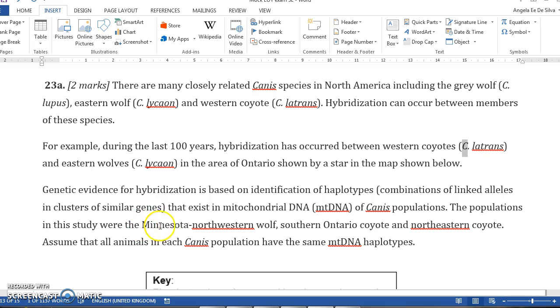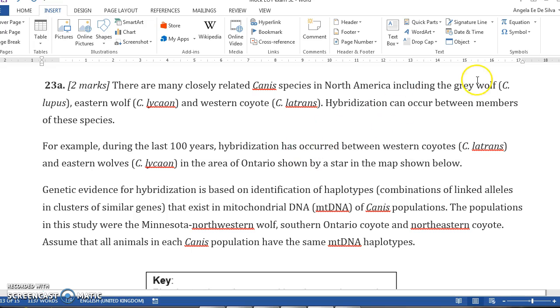So it can be wolf or it can be coyotes. So in this case, these populations in this area, Minnesota. So they have mentioned an area, Minnesota northwestern wolves. And then there is southern Ontario coyotes. These are in areas, Minnesota and Ontario. But the last one states northeastern coyote in general. So they did not state a particular state, just like they did with Minnesota and Ontario.